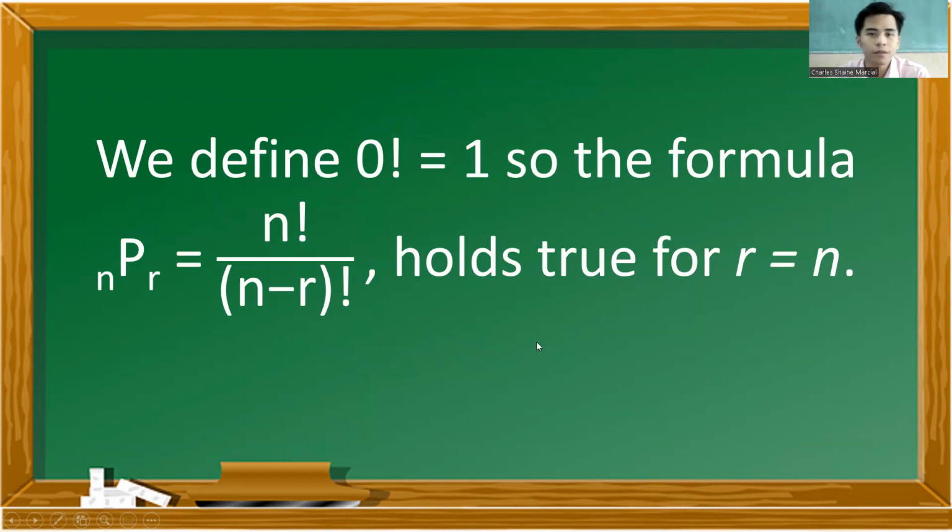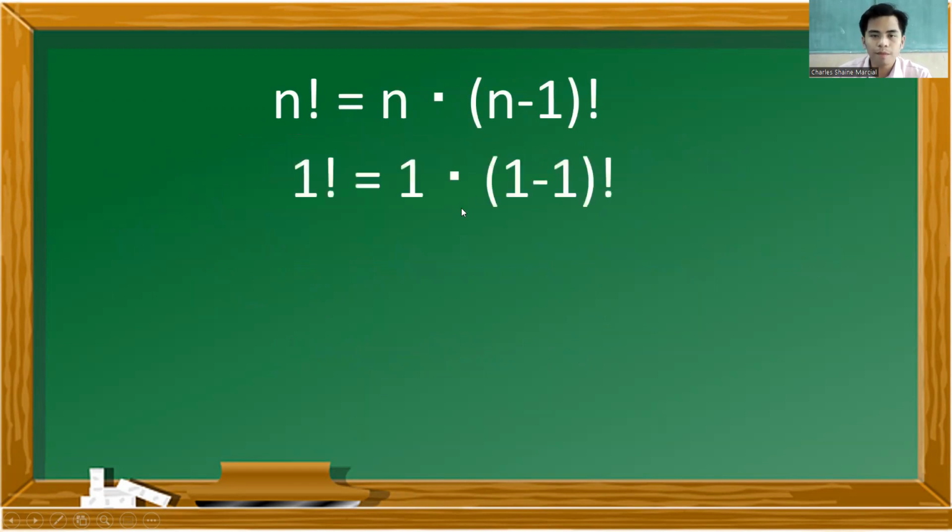Now, we define 0 factorial equals 1. So the formula nPr is equal to n factorial all over the quantity n minus r factorial holds true for r is equal to n. Now, here's the proof kung bakit naging equal si 0 factorial and 1. So we have n factorial is equal to n times the quantity of n minus 1 factorial. Now, for example, yung n natin is 1.